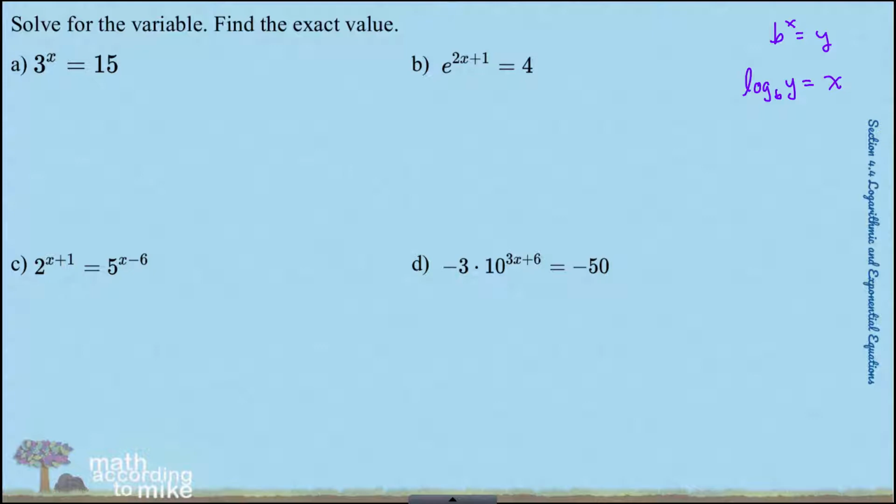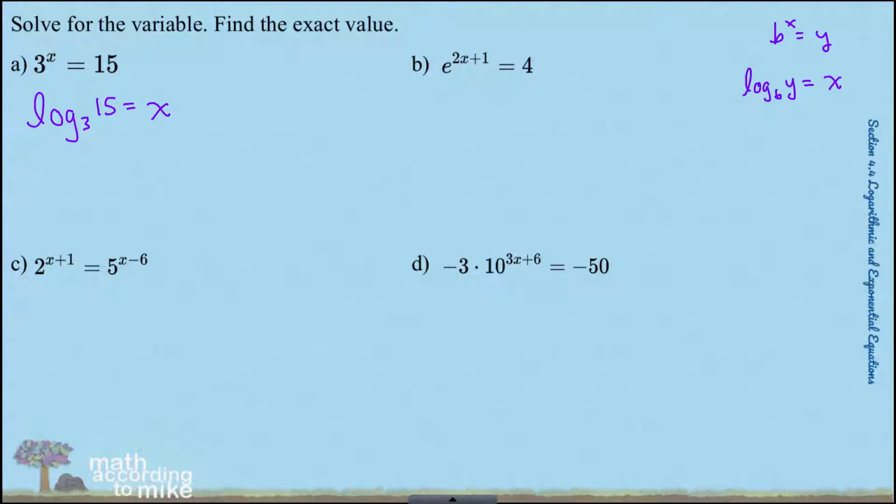The base of the exponent is the base of the log. Since the base of the exponent is 3, the base of the log is 3: log base 3 of 15 equals x. Stop. That's it. That's the exact value. Do not touch your calculator. You don't need it for this slide and the next couple slides.